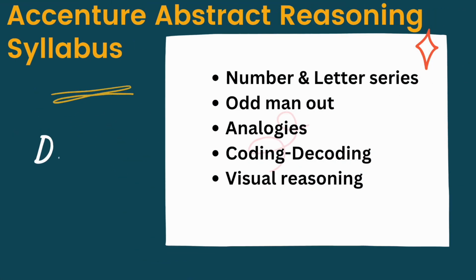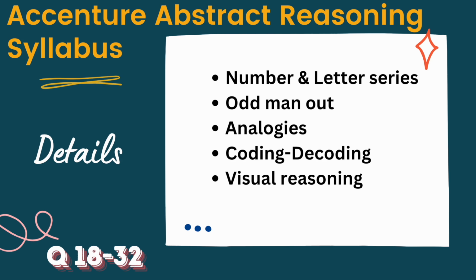And moving forward to the second section. What is the second section? In that, out of the 90 questions, 17 will be from English, and 18 to 32, another 15 questions, you are going to see from abstract reasoning. So in the abstract reasoning, they are majorly focusing on number and letter series. They are giving 3 to 4 questions from it, and then odd man out questions, analogy questions, coding and decoding, and visual reasoning. Especially in the visual reasoning, paper cutting, paper folding, and figure series and figure completion, these type of questions they are giving.